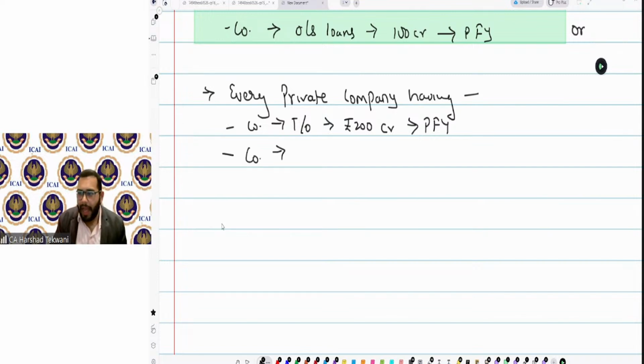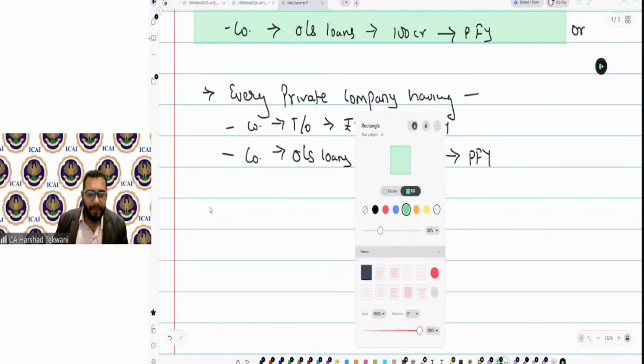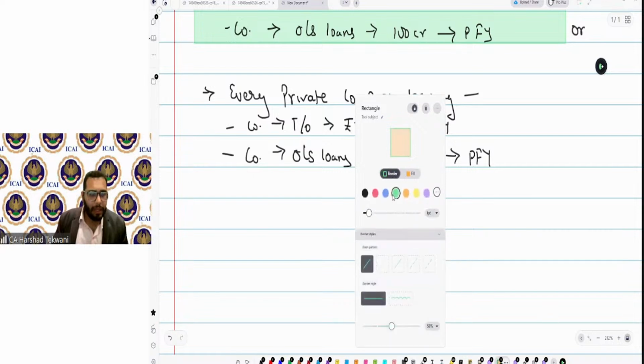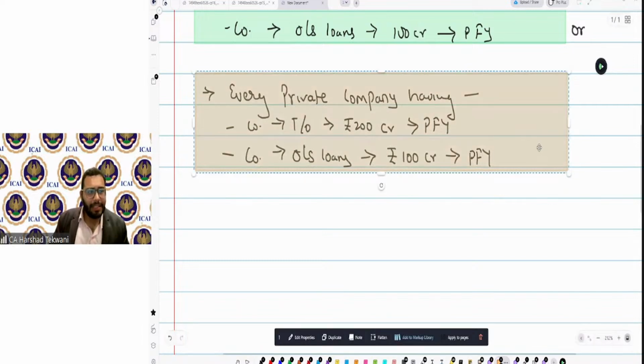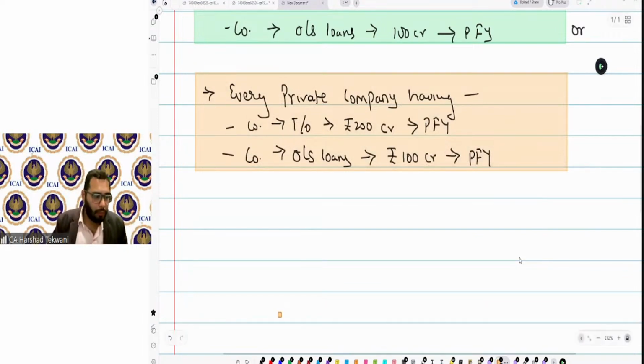Second, a company having outstanding loans or borrowings. Here, banks and public financial institutions are both included, and it should exceed 100 CR at any time during the preceding financial year. These are the two categories, and again it is 'or'. Every private company falling under either category must comply with section 138 or Rule 13. So if a private limited company has a turnover of more than 200 CR, it will fall under the category of companies under section 138 and will be required to appoint an internal auditor or internal audit officer.